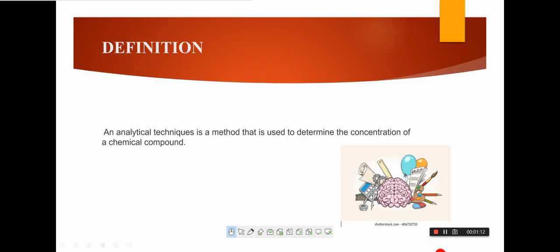The analytical techniques are the methods which are used for the qualitative and quantitative determination of concentration of a compound by using various techniques like titration, spectroscopy, chromatography, electrophoresis and gravimetric analysis. So they use the concept of qualitative and quantitative determination of the concentration of any chemical compound or substance.